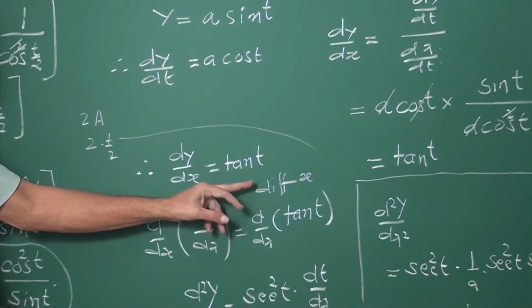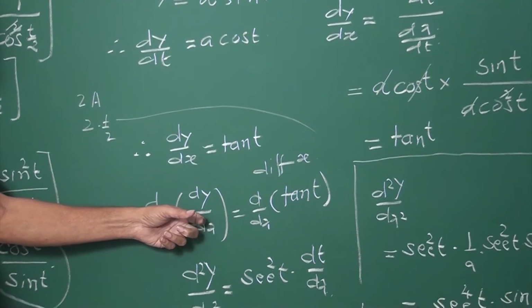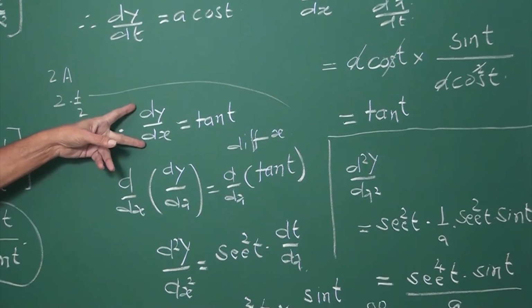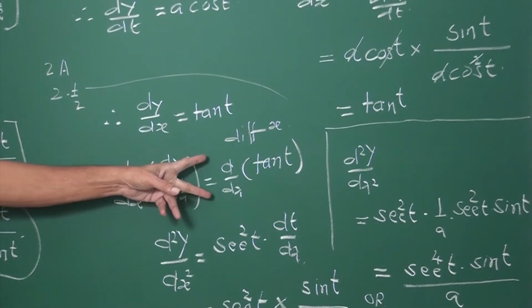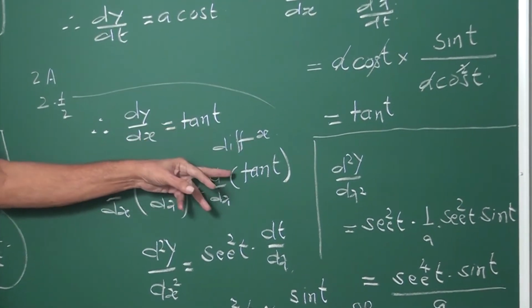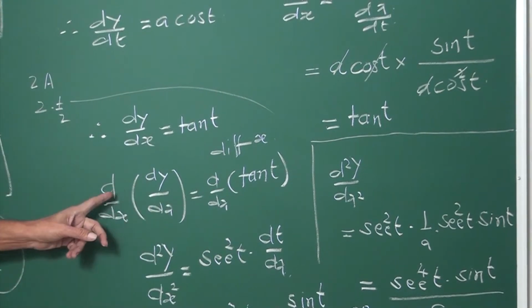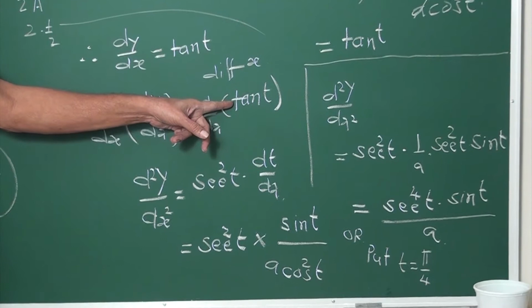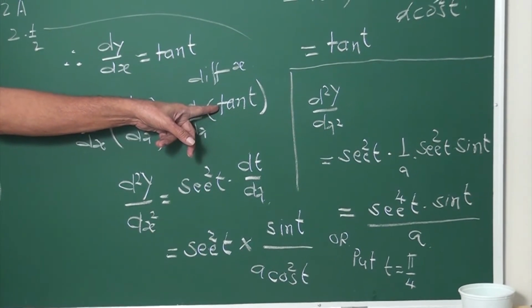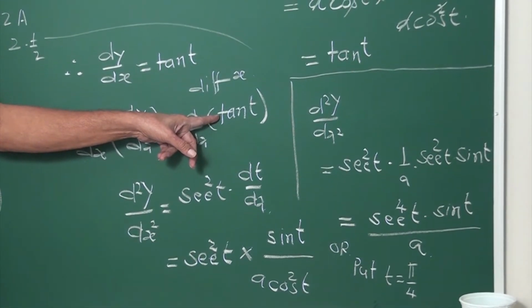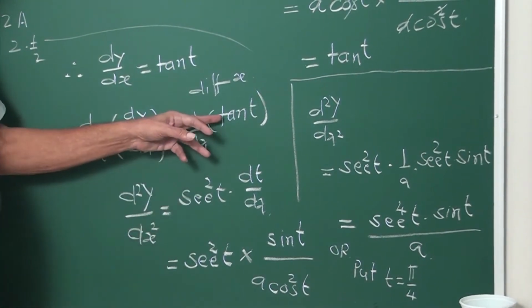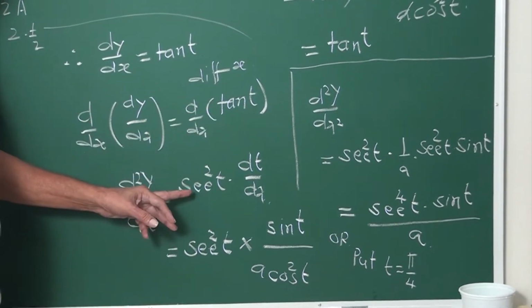Differentiate with respect to x. My friends, better if you write it, it is a supportive step. It is d by dx of dy by dx. It is d by dx of RHS, tan t. Derivative of first derivative is the second derivative. It is not a function of x, it is a function of t. Implicit in such cases, first differentiate tan t with respect to t.